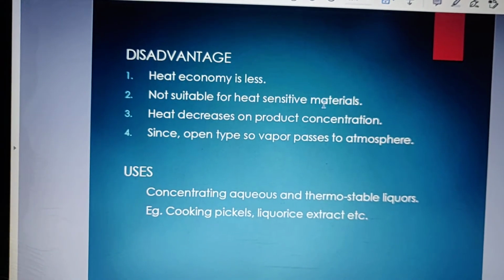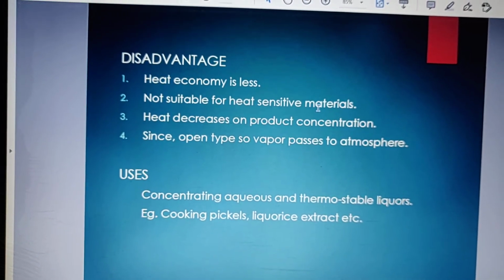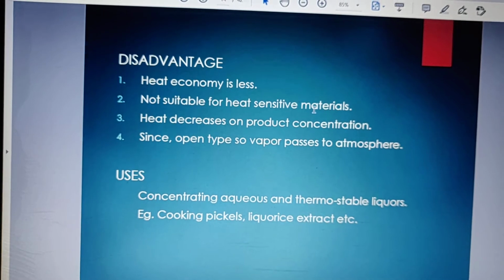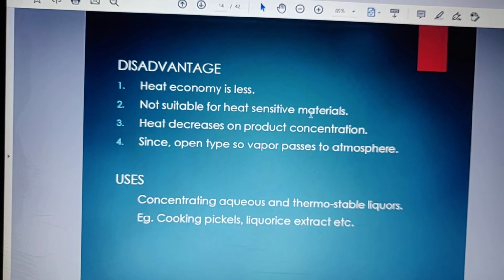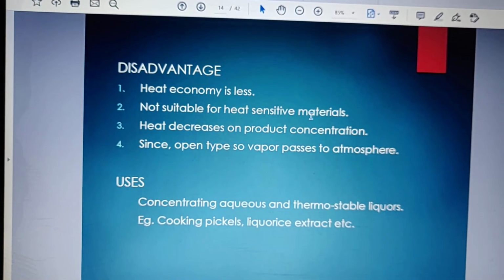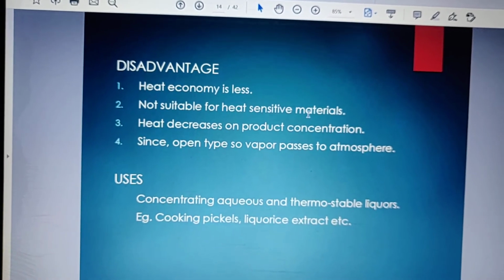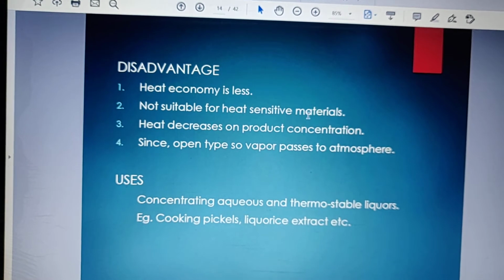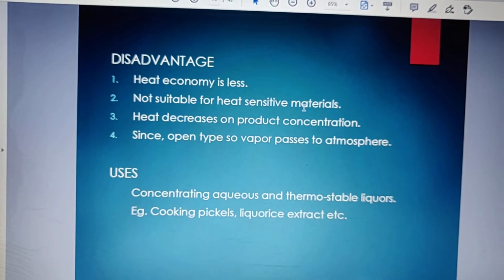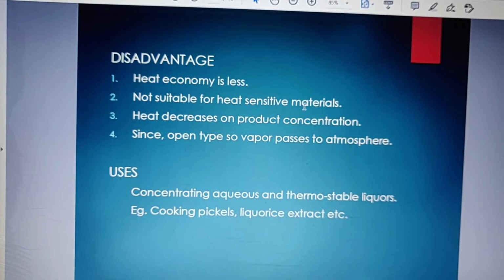Then heat transfer decreases as the product concentrates. What does that mean? When the product concentrates, it will come near the center of the pan. At that time the surface area that was earlier provided for evaporation decreases. So the heat transfer also decreases since the surface area is decreasing.